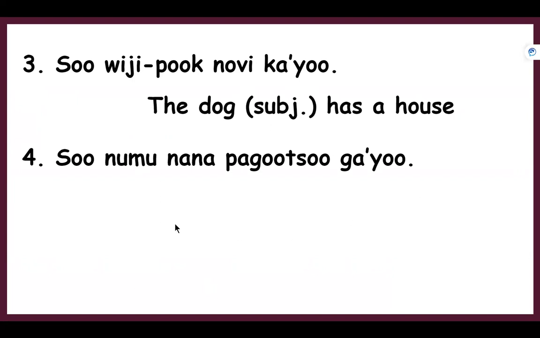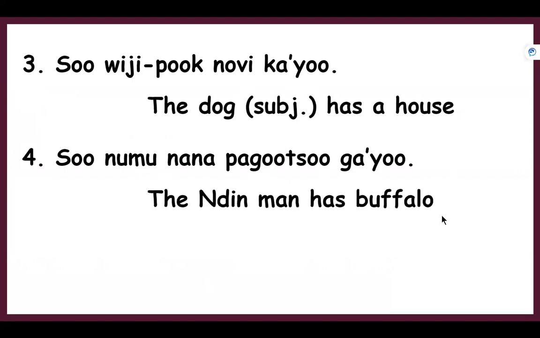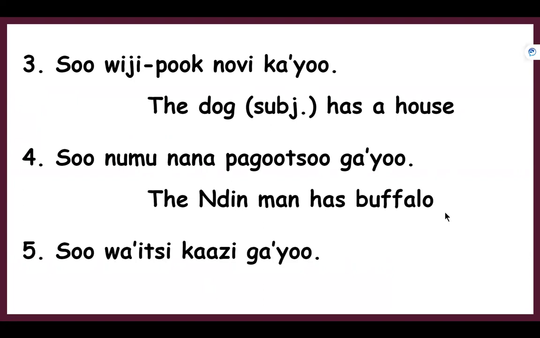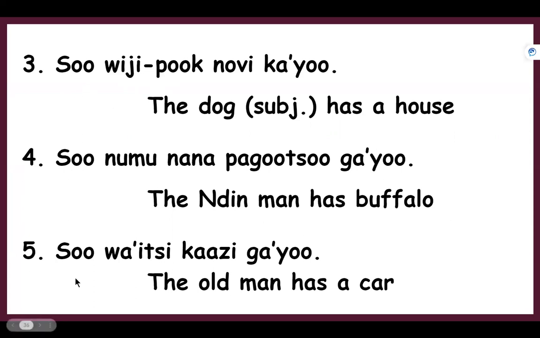Number four, sunimunana bagutsugetyu. Means the Indian man has a buffalo. Number five, suwa'it kazigetyu. Means the old man has a car. So we're no longer generalizing just a dog in general, or Indian in general, or old man in general. We're specifying with the word su.